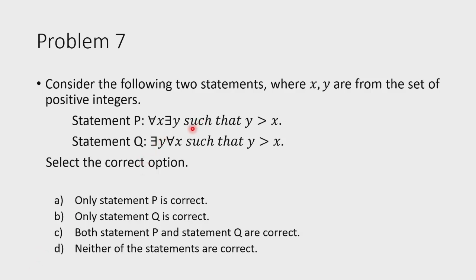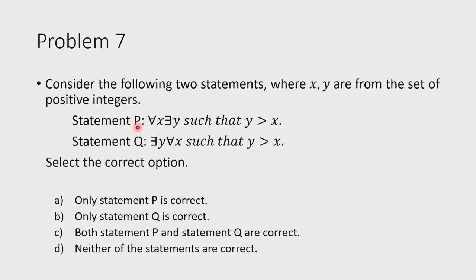And here, at the beginning of the class, I was mentioning that the difference between sigma k and pi k might look trivial. It's just that the order of quantifiers is changed, but that actually matters. So let's see an example of that. Consider the following two statements where x and y are from the set of positive integers.